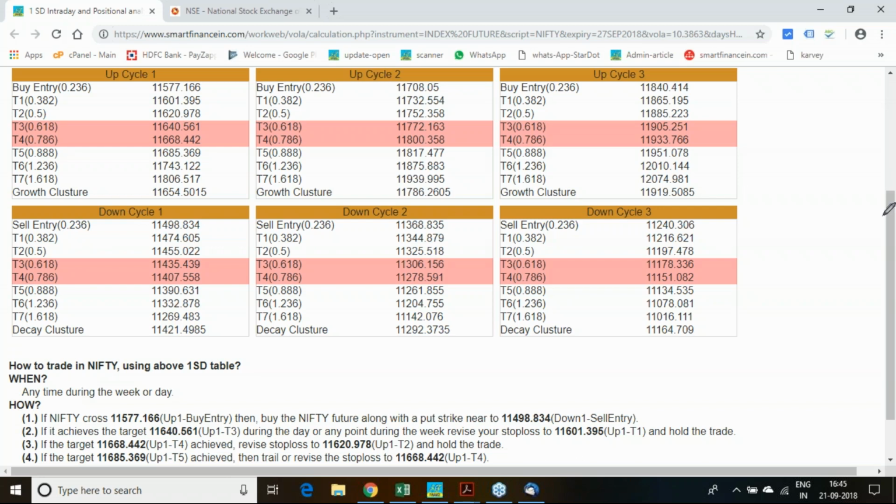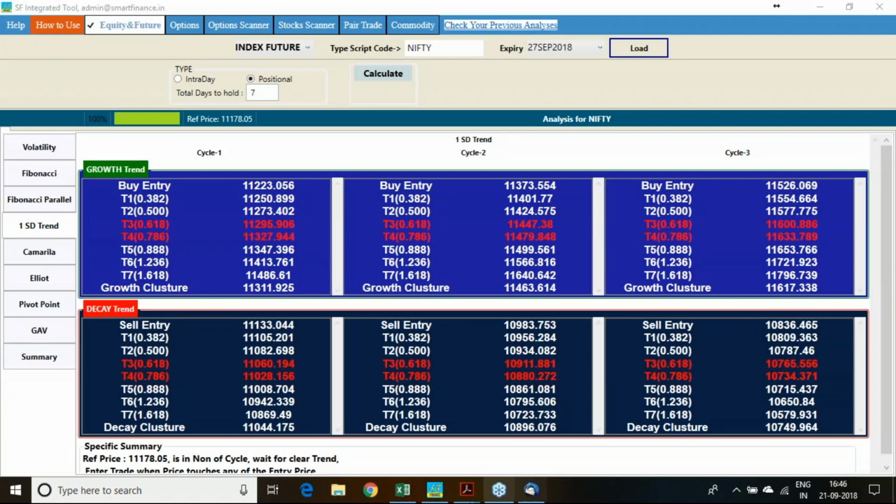So real-time volatility tells the exact reaction of the traders, how the traders will behave, and based on that we are just using the Fibonacci proportion and finding out this value. So that is the logic behind this.